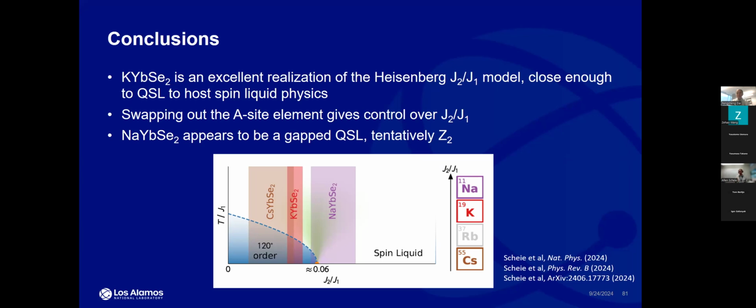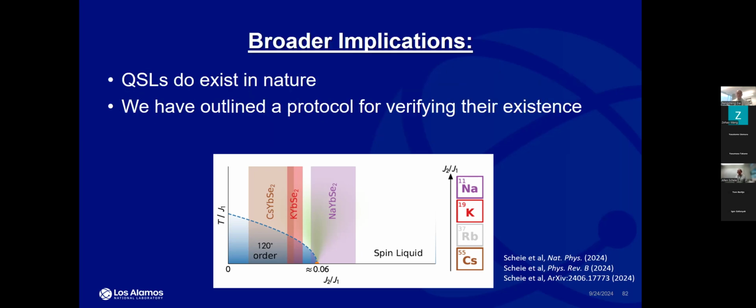Systematically tuning towards a quantum spin liquid seems to be, in my view, one of the best ways to convince yourself that you're seeing the real thing. So the last slide is the next one. The broader implications of this work, I've at least convinced myself, and maybe you as well, is that quantum spin liquids do exist in nature. We seem to have found one, and it's not true that in nature they always fail and become something glassy.